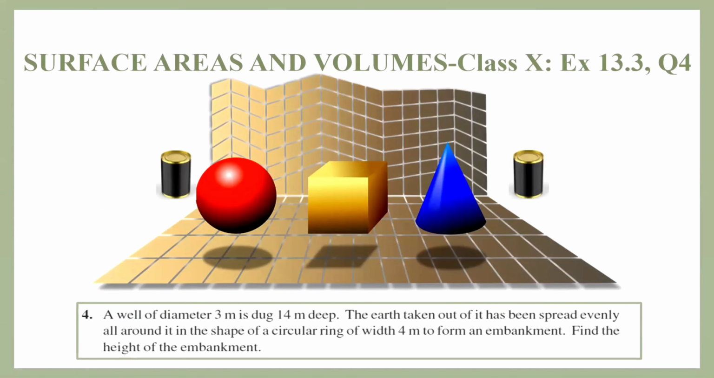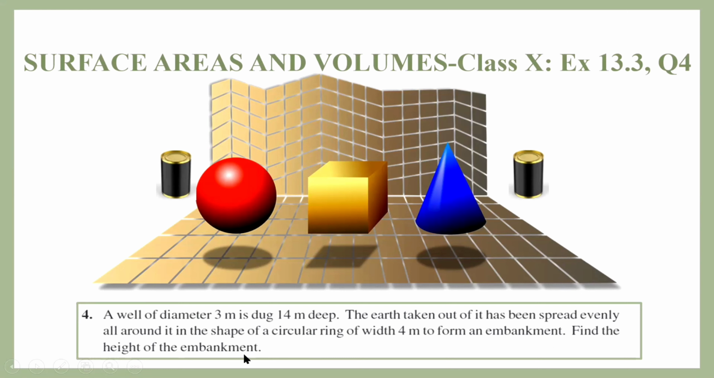Hello everyone. We are doing the fourth question of the chapter of surfaces and volumes for class 10th, exercise 13.3. A well of diameter 3 meters is dug 14 meters deep. The earth taken out of it has been spread evenly all around it in the shape of a circular ring of width 4 meters to form an embankment. Find the height of the embankment.